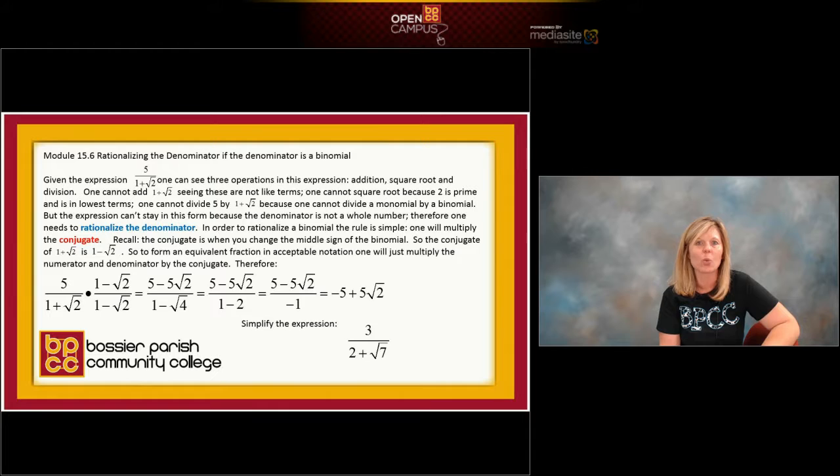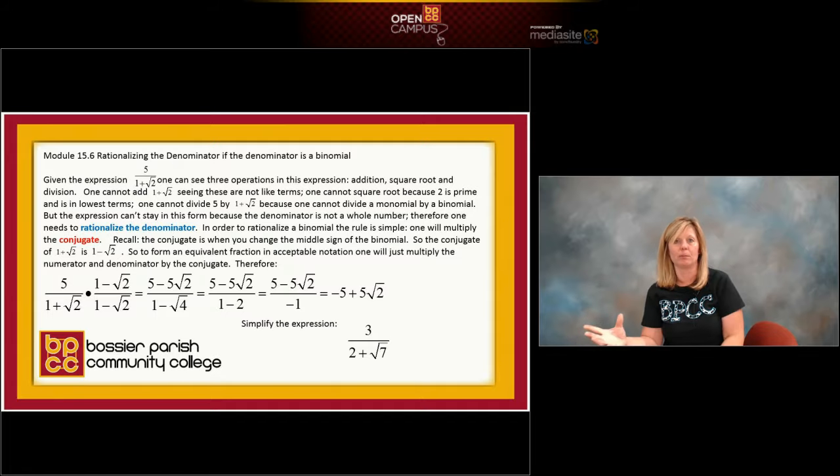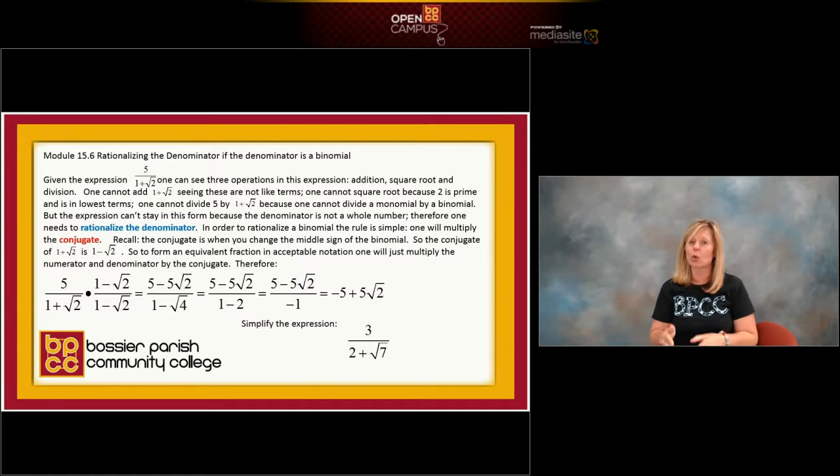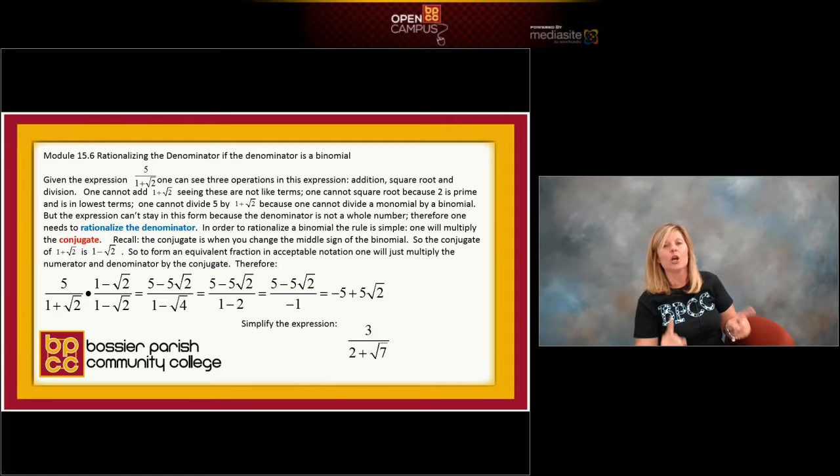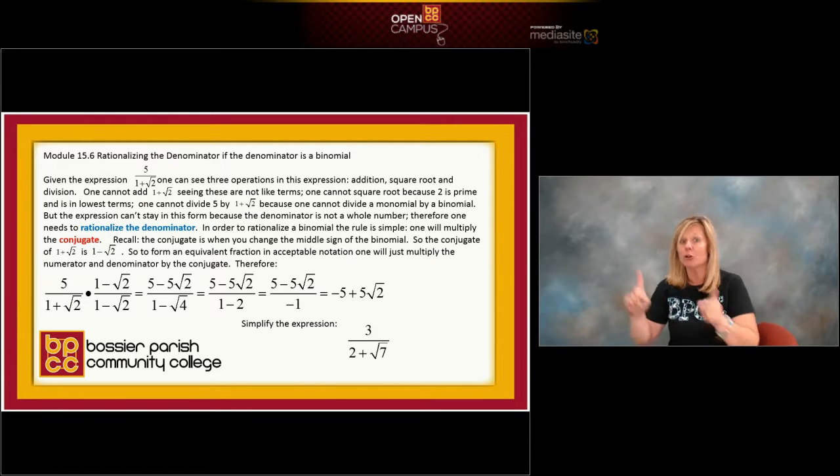So the question is, what am I going to multiply to 1 plus square root of 2 that's going to guarantee it turns out to be a whole number? Now, the difference in this module is 1 plus square root of 2 is a binomial. It's 2 terms. So to rationalize it, you have to also multiply by 2 terms. And the way it's going to become a whole number to get rid of the square root symbol is the rule is you're going to multiply by its conjugate.